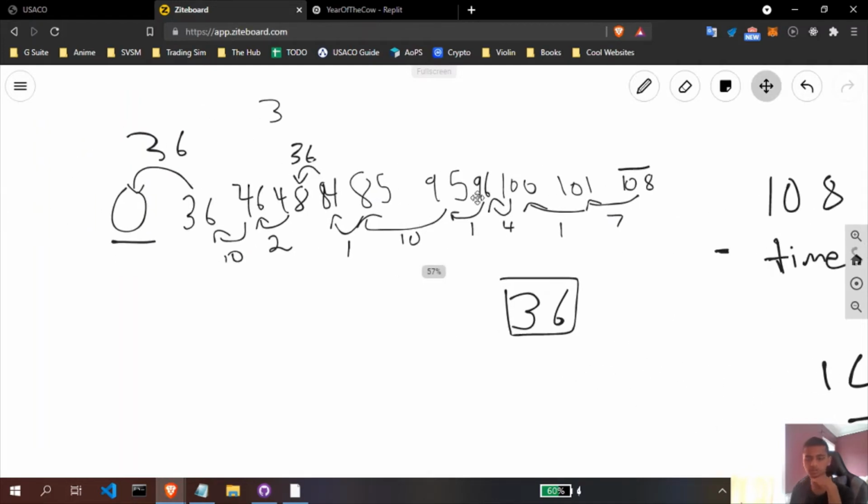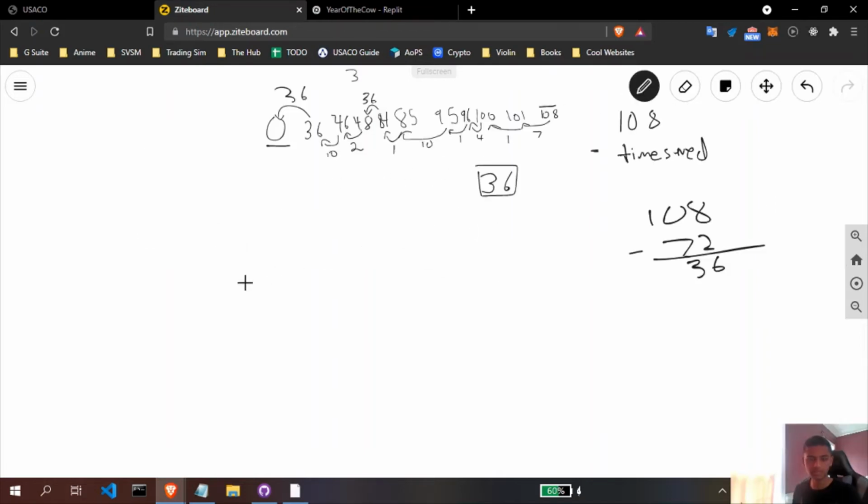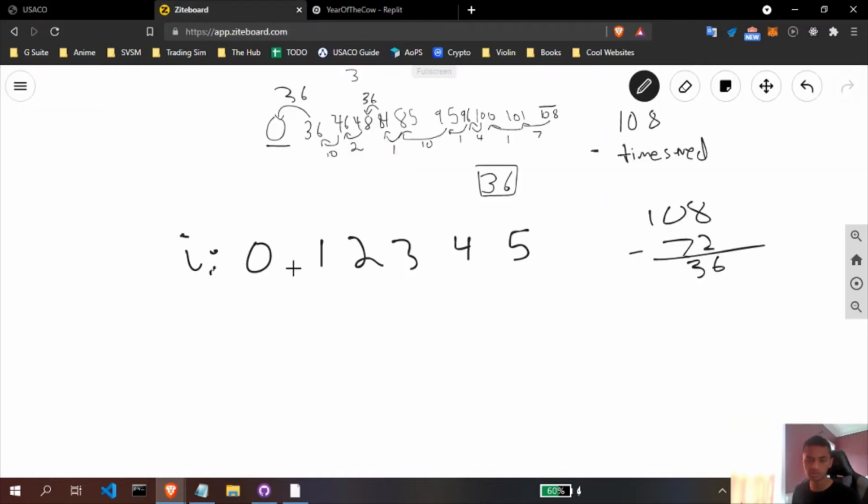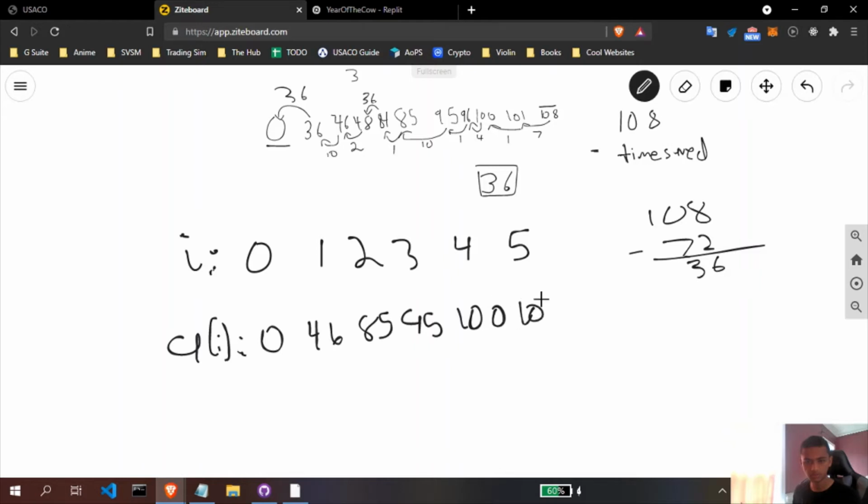But now it remains to figure out how we can compute the best strategy for jumping and when not to jump. So I'm going to create 4 different arrays, or 4 different sets of integers. For i, which is just the index, I'm going to track it as 0, 1, 2, 3, 4, and then 5. The reason I have 6 numbers is because I added 0 to our list of numbers, because we still have to visit 0 at the end. Then for a of i, which is just the values of the array, I'll have 0, 46, 85, 95, 100, and 101.